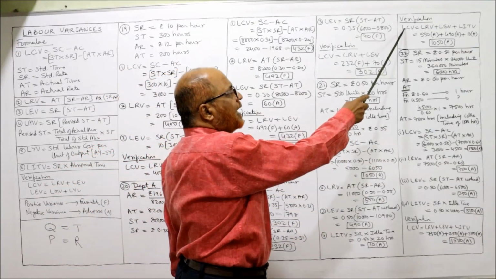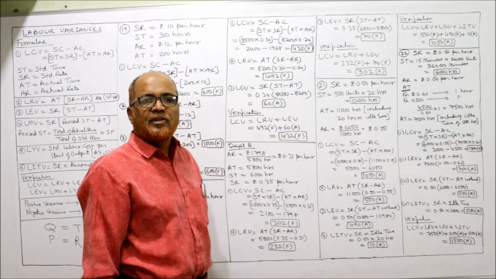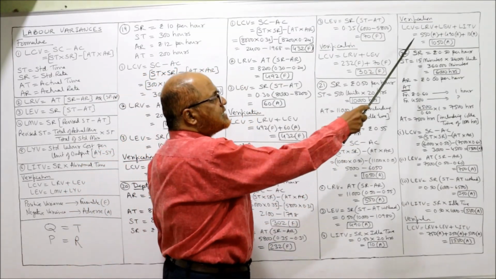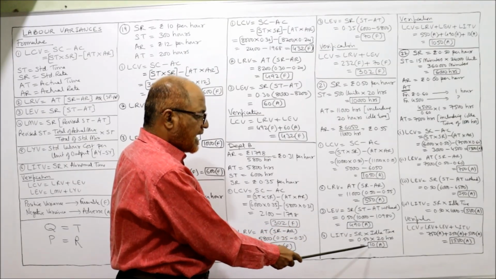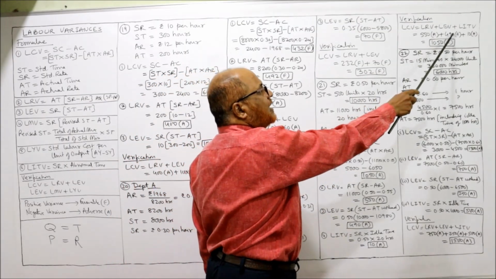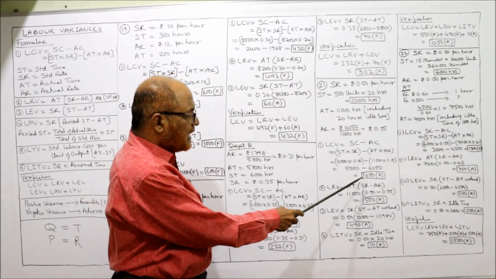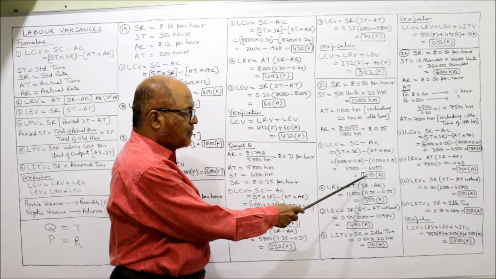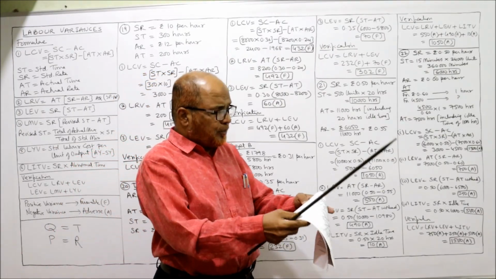Now verify. LCV is equal to LRV plus LEV plus LITV. All the three will be added. So LRV 550, LEV 490 adverse and LITV 10 adverse. Add up the three, 1,050 adverse. Check whether 1,050 adverse is there or not. Yes, 1,050 LCV. Verified.